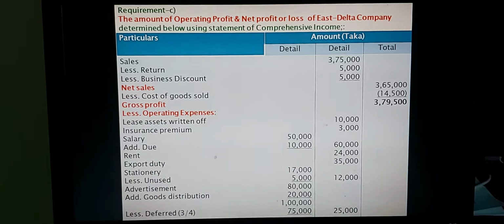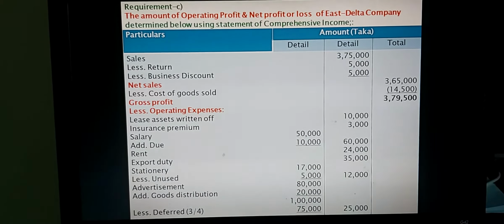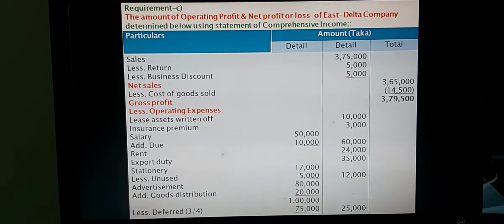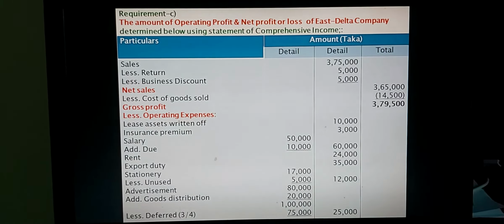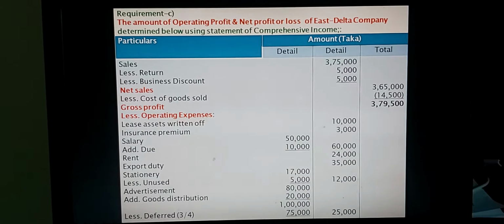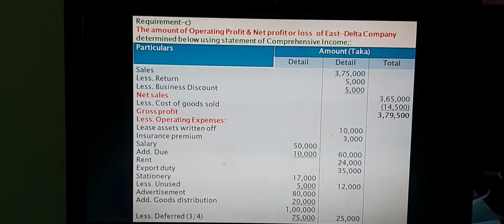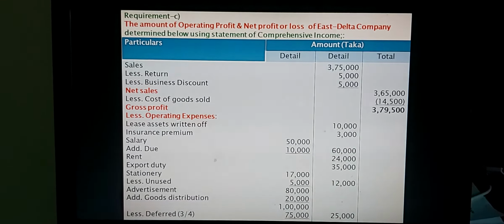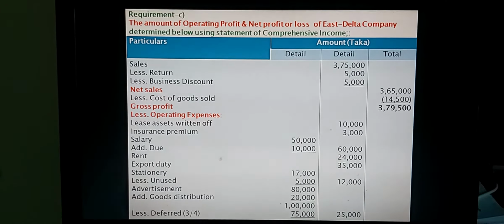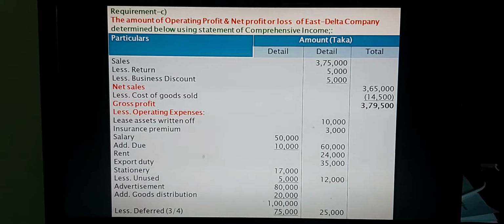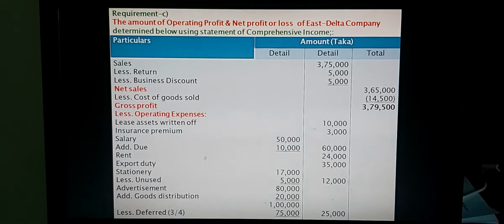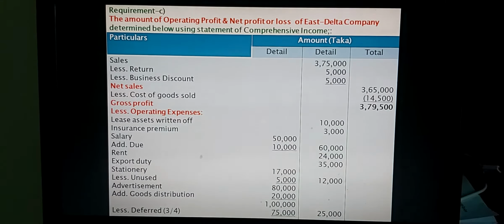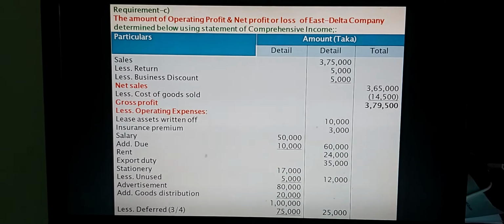Which item is the first item of income statement? Do you know? I think you know. Sales 3,75,000 from trial balance, and then return amount, there is the debit return, sales return. The sales return to be deducted from the sales amount. Another one in trial balance, business discount in debit side taka 5,000. This discount is available for sale discount. It will be deducted from the sales amount. At this moment, you got the amount of net sales taka 3,65,000 in outer column.